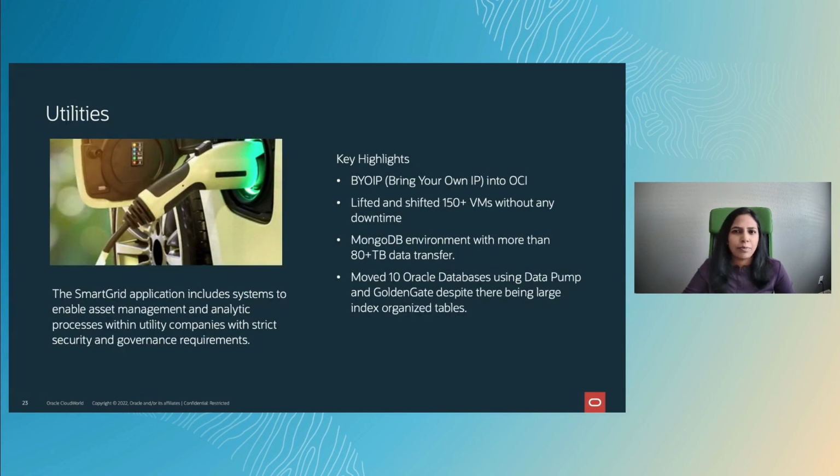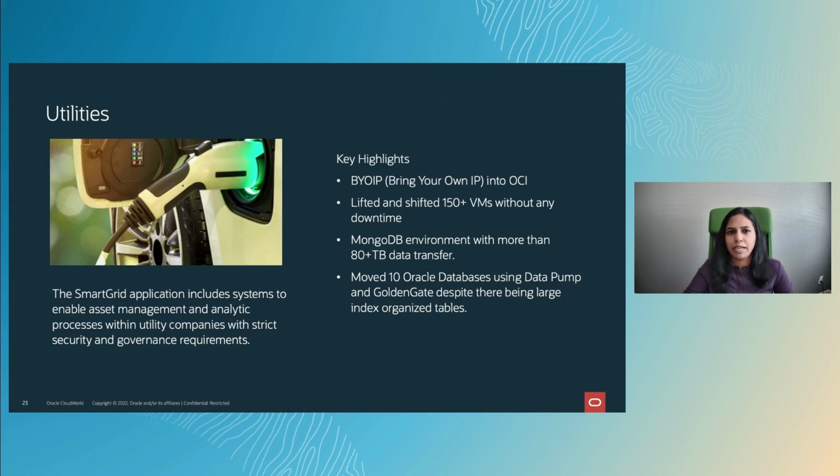Utilities. Smart Grid is an application that allows two-way communication between consumers or customers and the utility companies. In this scenario, usually large volumes of data are gathered from the different smart meters. Data is aggregated and used to generate reports or billing or make meaningful decisions out of it.